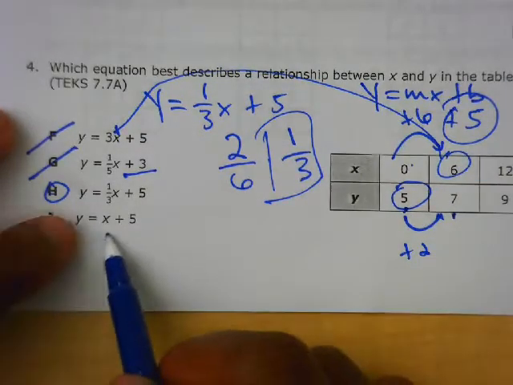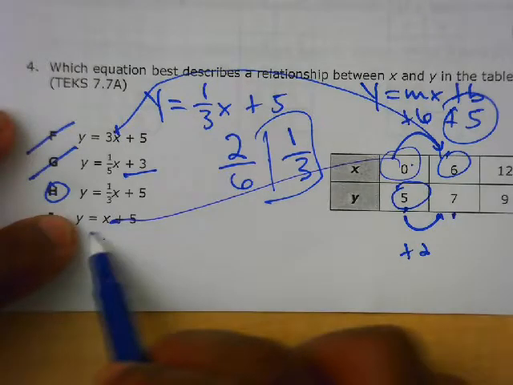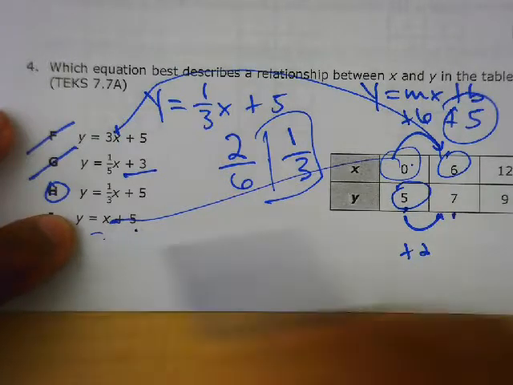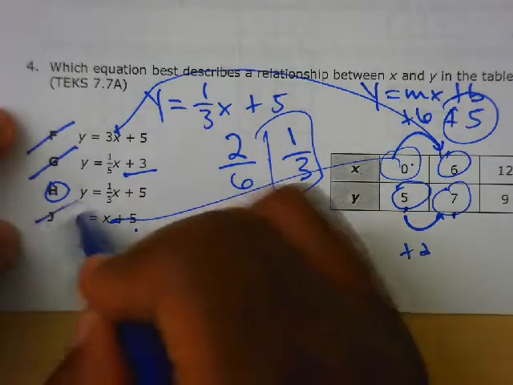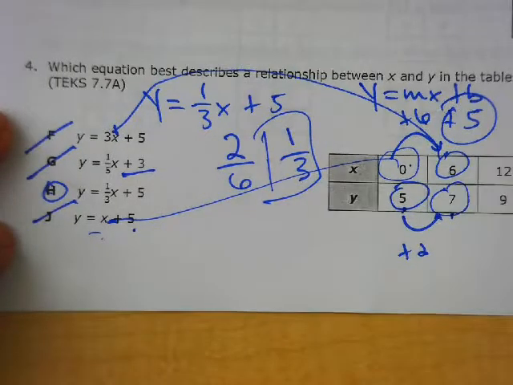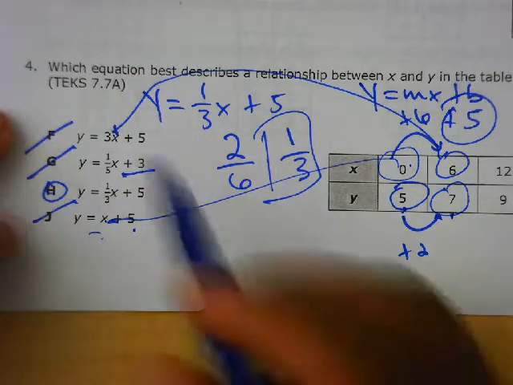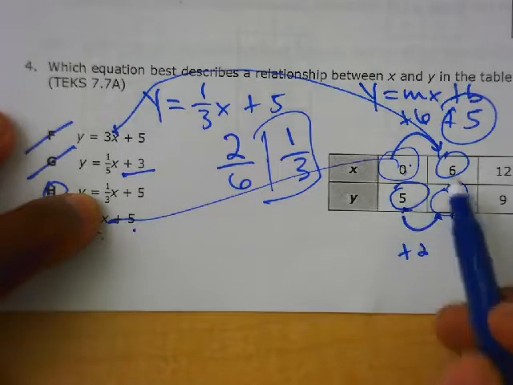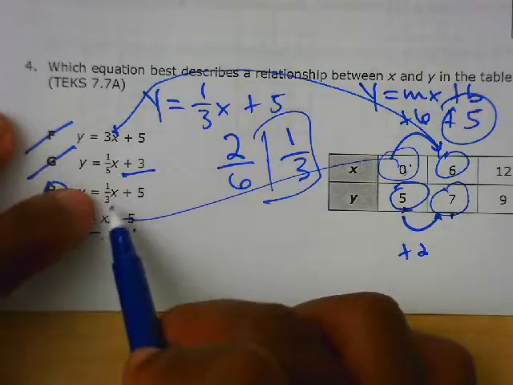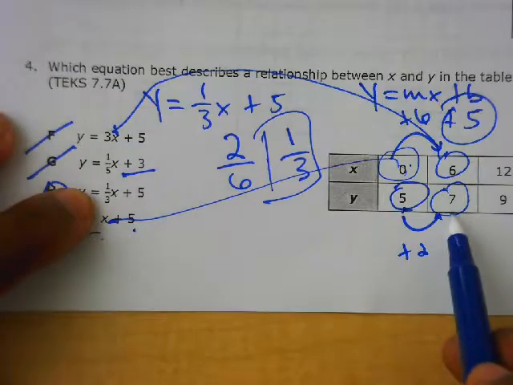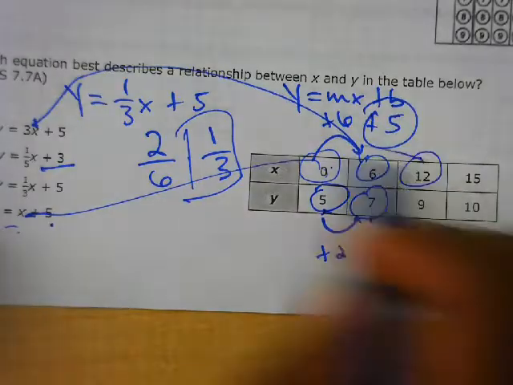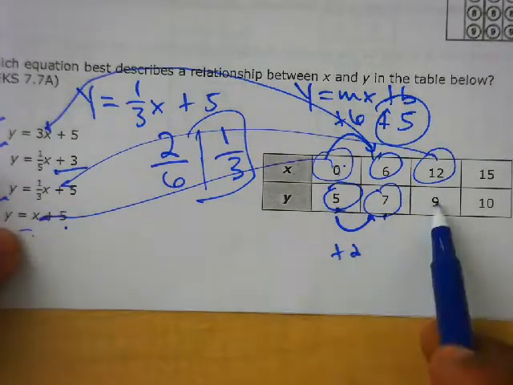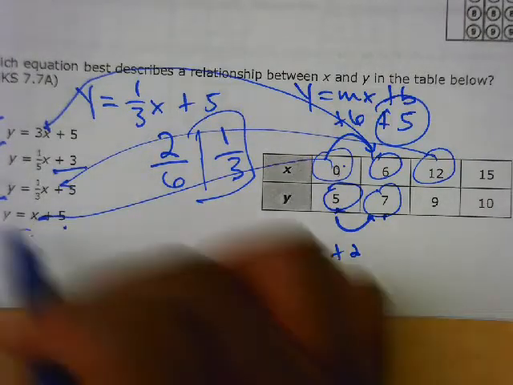We look at this one here. If I plug in 0 into this function, 0 plus 5 does give you 5. But if I plug in the 6, 6 plus 5 gives you 11, not 7. So again, that could not be my rule. If I plug in the 0 in this function, 1/3 times 0 is 0, plus 5 is 5. If I plug in the 6, 1/3 times 6 is 2, plus 5 is 7. And then the same thing here. If I plug in the 12, 1/3 times 12 is 4, plus 5 is 9. So it does work for this function, so H is your answer.